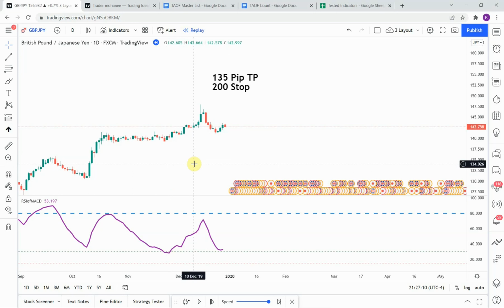Today, we will be testing the RSI of MACD.